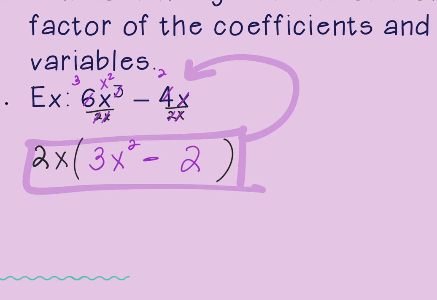Yeah, so basically it's like just doing the reverse. Correct. Like this was what we would have done in section 3. We would have distributed that in. Now we're doing the reverse, which is factoring it out.